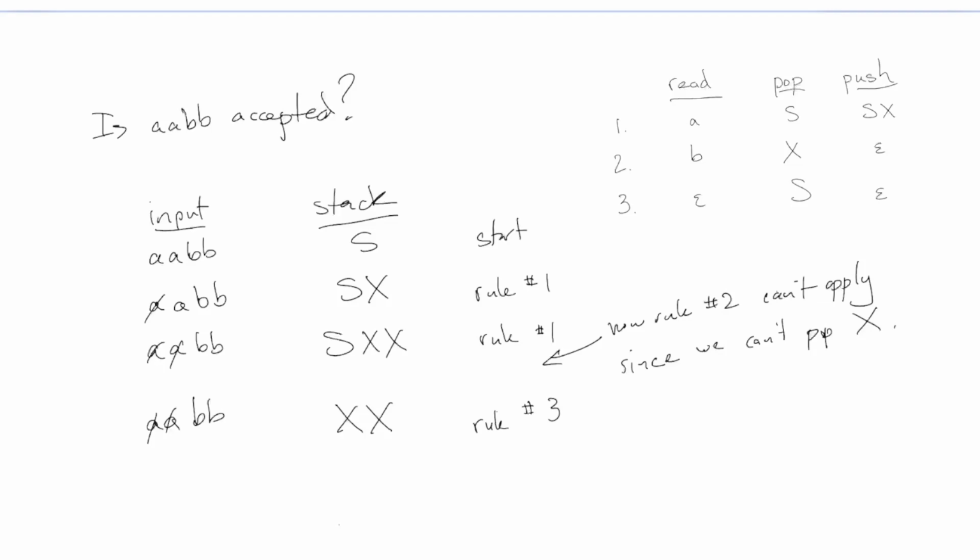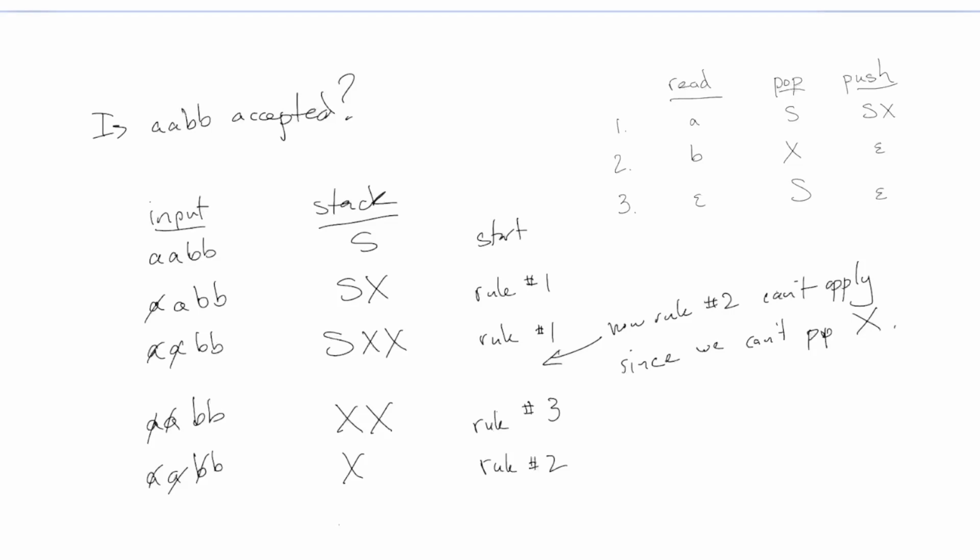Pop S throws the S away. Push epsilon means you don't put anything back onto the stack. All right? Okay, can we continue from here? I think now you can actually do rule number 2, right? Rule 2 says read B, pop X, and that will actually work here. So I'm going to do rule 2, which will read the next B. This is rule number 2. Reads the next B, and then it says pop X, push epsilon. That is, throw away the X and replace it with nothing. So all that's left is just an X.